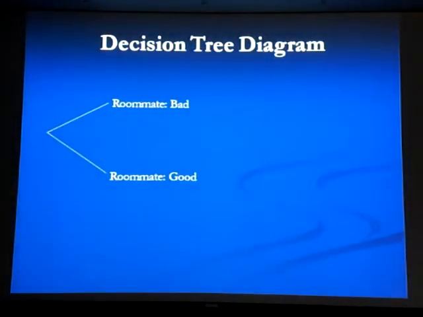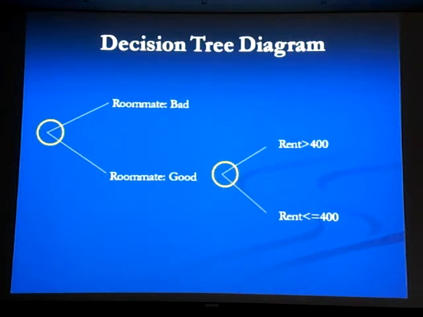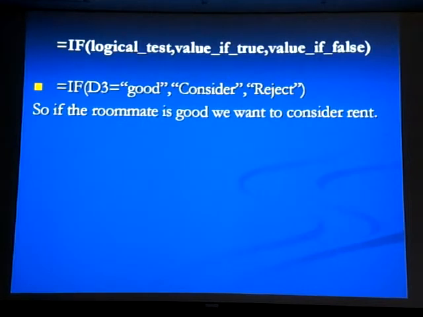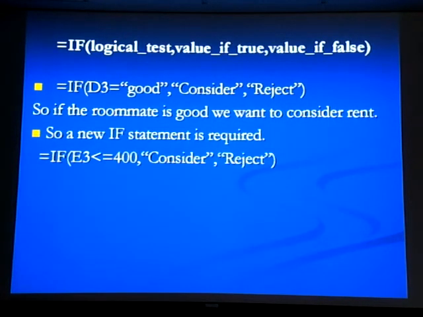Lisa definitely wants to live with a good roommate, but that is not the only factor in her decision. She also wants to consider rent price. Being a college student, she is looking for rent that is less than or equal to $400. The yellow circles once again represent where if statements are required. So, for each apartment option, if the roommate is good, we want to then consider rent. This requires a new if statement saying that if rent, shown in cell E3, is less than or equal to $400, we want to consider. If not, or false, we want to reject.